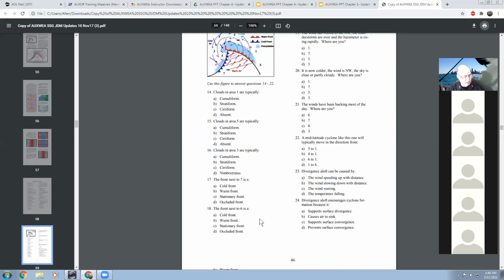Number 18, John Puskar, the front next to 6 is a cold front? Sorry, we're doing 18, John. It's a warm front, B. Warm front is correct, good.